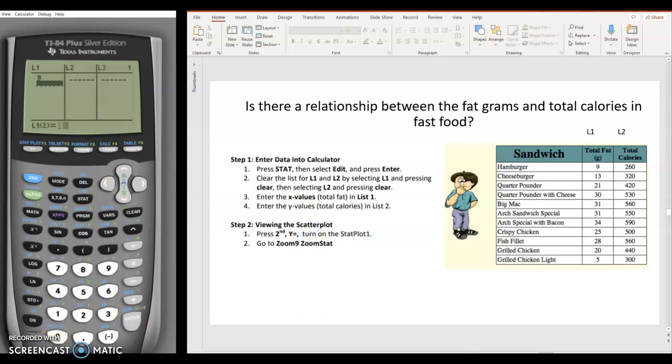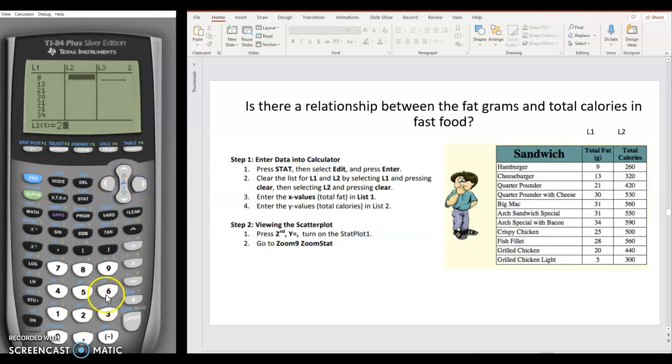I have 9, 13, 21, 30, 31, 34, 25, 28, 20, and 5. When you're entering a lot of values, just scroll back up and make sure that you've entered everything correctly, just to be sure.